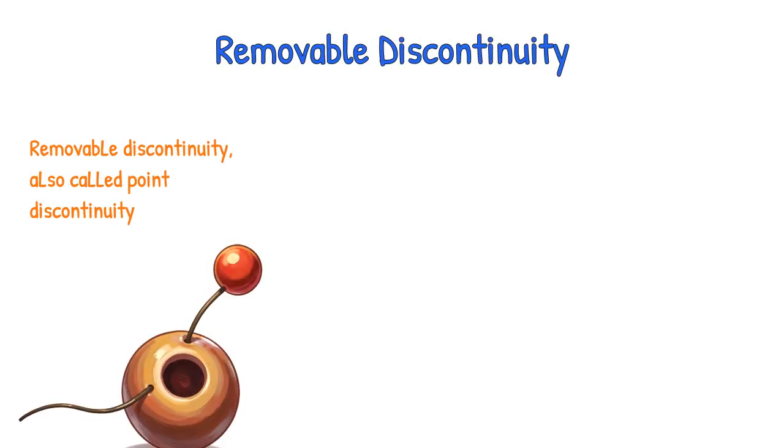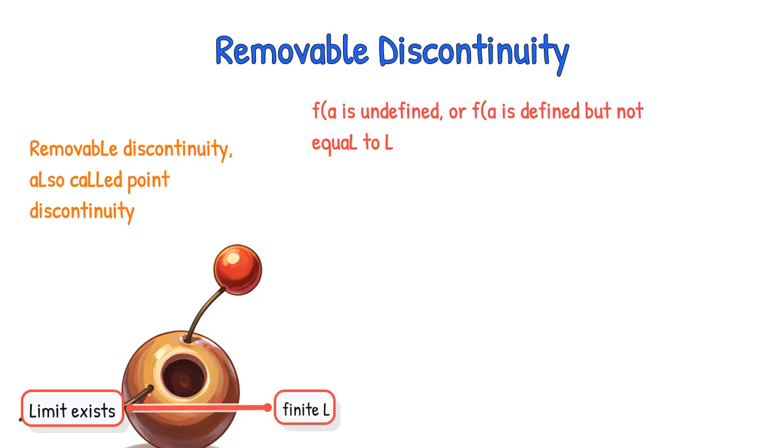Discontinuities are classified into primary types based on why the limit fails to exist or doesn't match the function value. Removable discontinuity, also called point discontinuity, occurs when the limit exists as x approaches a. That is, the limit equals some finite L, but either f of a is undefined or f of a is defined but not equal to L. On the graph, the function approaches a specific finite height L near x equals a, but there's a hole at the point (a, L). If f of a is defined but wrong, there's also a separate point elsewhere at x equals a.